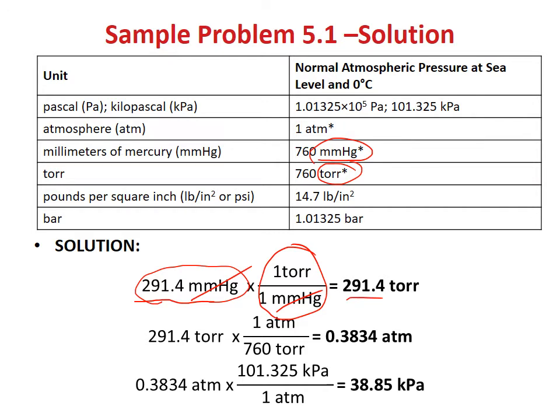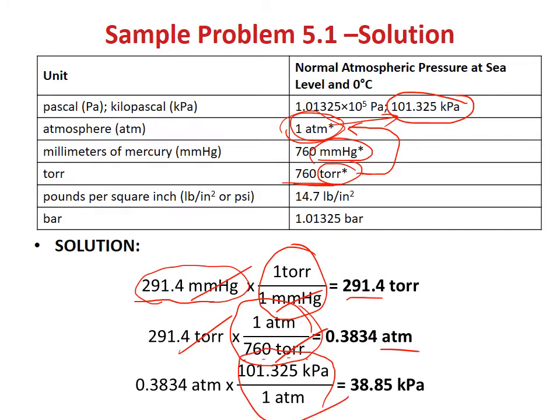To convert from torr to atmosphere, we look at the table: 1 atmosphere equals 760 torr. So we write the conversion factor 1 atmosphere per 760 torr. So cancel torr, gives you atmosphere. To convert from atmosphere to kilopascal, we look at the table: 1 atmosphere equals 101.325 kilopascal. So we write the conversion factor 1 atmosphere is equivalent to 101.325 kilopascal. So cancel atmosphere, gives you kilopascal.